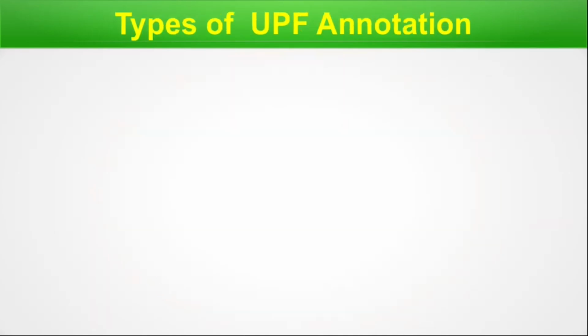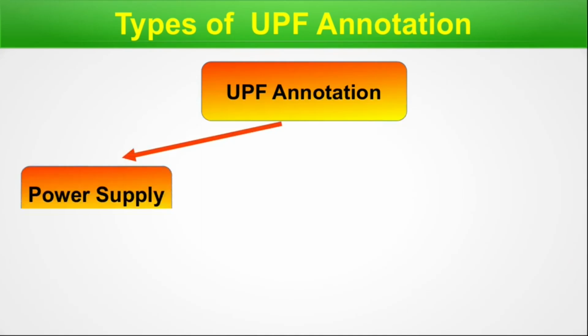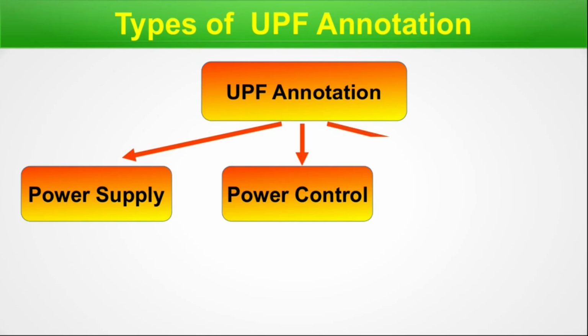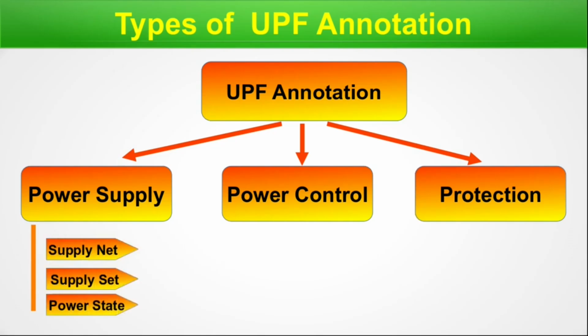Types of UPF annotation. First, we start with power supply. When we say annotation, how many types of UPF annotation can we use in the UPF domain? So first is the power supply. Second is power control. Third is protection. The first, power supply, is divided into supply net, supply set, and power state. So these three types of UPF annotation come under power supply.